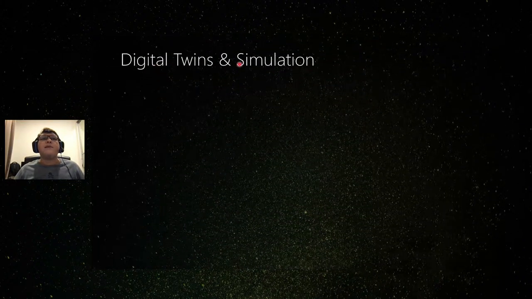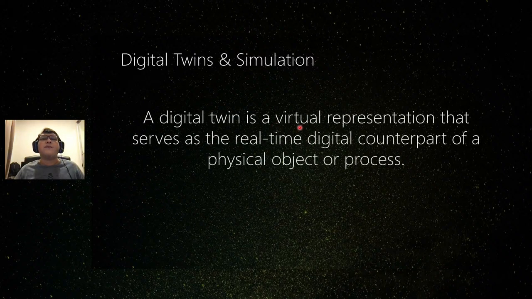How about digital twins and simulation? We need to understand first, a digital twin is a virtual representation that serves as a real-time digital counterpart of a physical object or process. Okay, this is the Wikipedia explanation. But the idea is like this. A digital twin is another object, but in a digital model. So it's the same as simulation, but this one is for mimicking the real system.